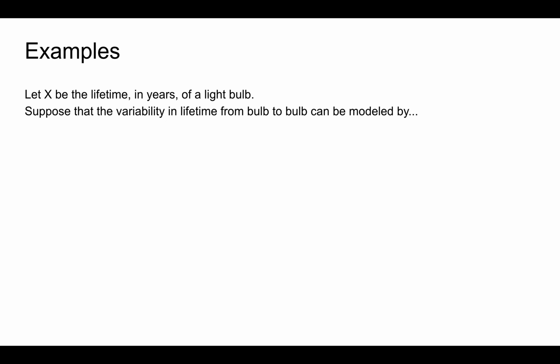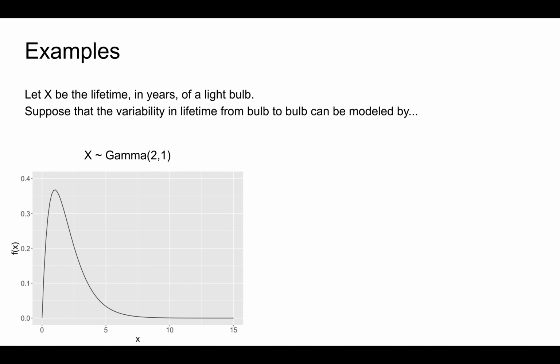Consider some examples. Let x be the lifetime in years of a light bulb. Further, suppose that the variability in lifetime from bulb to bulb for a certain brand of light bulbs can be modeled by gamma with shape parameter 2 and rate parameter 1. In this case, we observe that though most light bulbs will last roughly 1 to 2 years, there are some exceptional cases that last longer than 5 years.